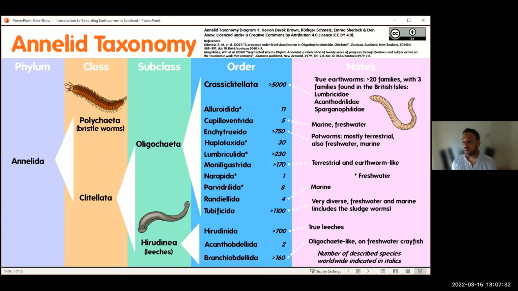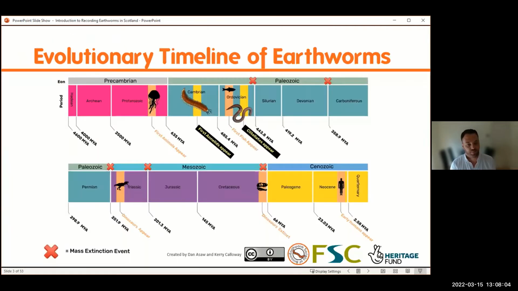We only have 3 families in the British Isles: the Lumbricidae, which is the ones that refer to as the native European worms, and then the Acanthodrilidae and the Sparganophilidae. They both just have a single species within the UK. And they're probably species that have been introduced from elsewhere in the world. Both those species are very rare as well, so they're not non-native invasive species that we're worried about or anything like that. So that's a brief overview of where earthworms fit in the wider kingdom of life.